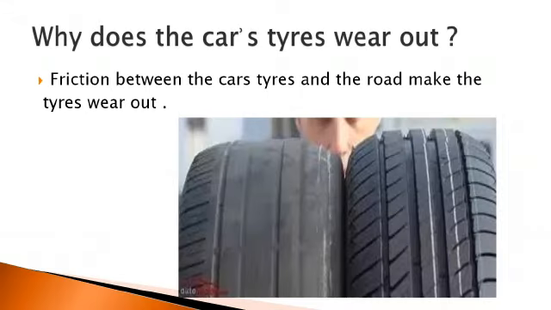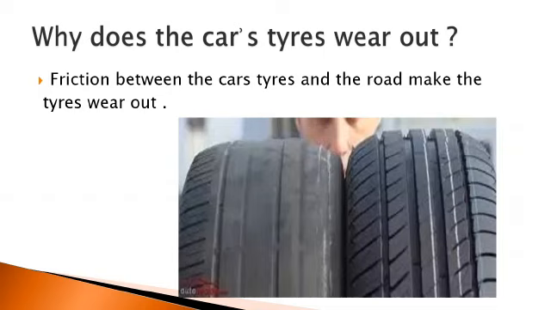And why does a car's tire wear out? Have you ever thought about it? Look at this. In this picture, you can see the first tire is worn and next is the new tire. Both are the same tire, but after a few days the old tire looks like this. Why is it worn out? Because of friction between the car tire and the road. The friction between the tire and the road makes the tires wear out.